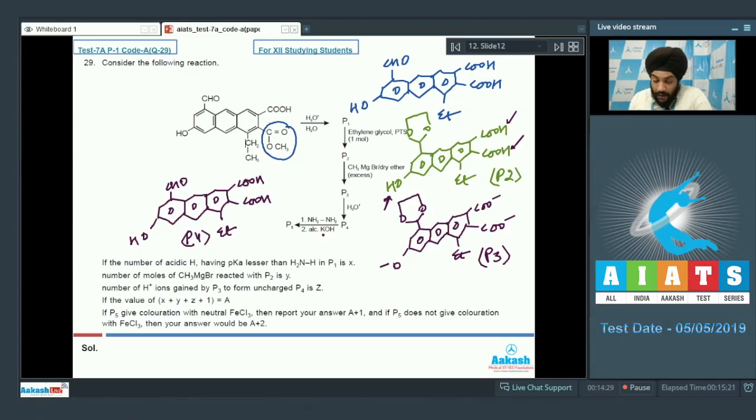And now this product P4 is allowed to undergo the Wolff-Kishner reduction. So the Wolff-Kishner reduction will convert this aldehyde into an alkane. So it will be converted to CH3 and we're going to have the formation of this structure.